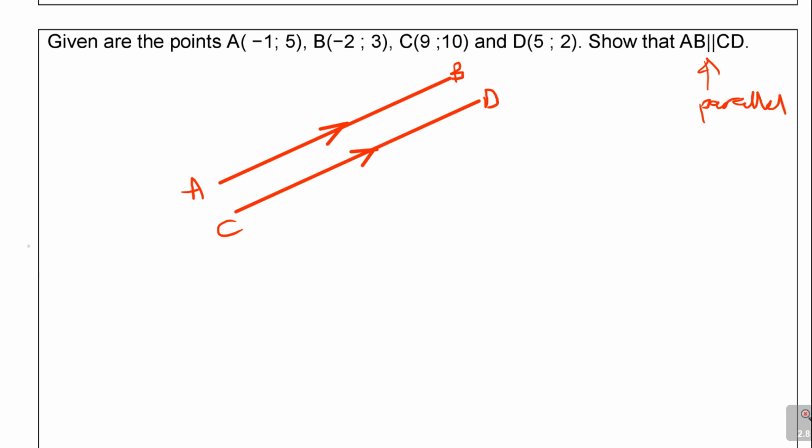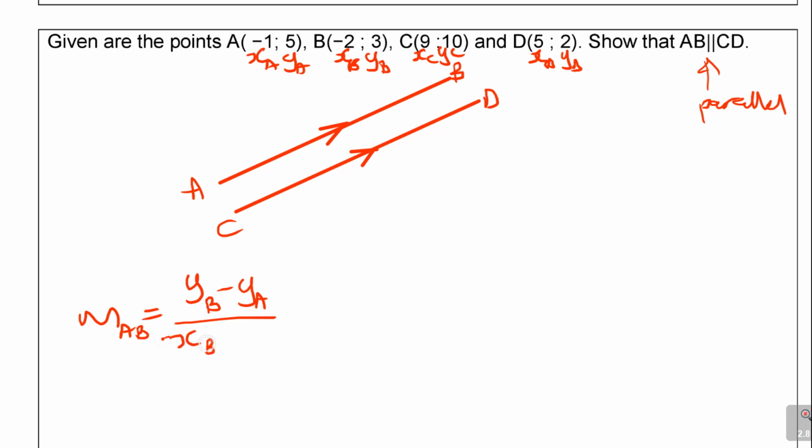The gradient. First of all, we write this is my XA, my YA, my XB, my YB, my XC, my YC, my XD, my YD, so that when you're using the formula, it's easier. Gradient m of AB is equal to YB minus YA over XB minus XA. YB is 3, minus YA which is 5, over XB which is negative 2, minus XA, but XA is negative 1. Be careful of such. Are you with me?